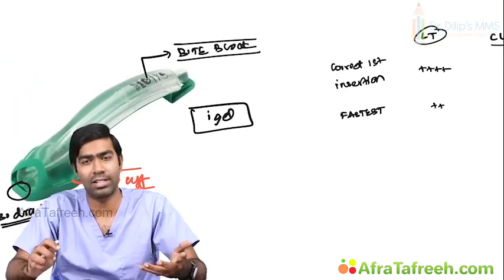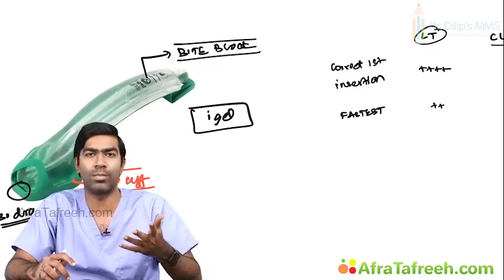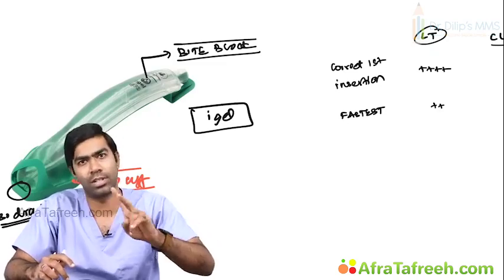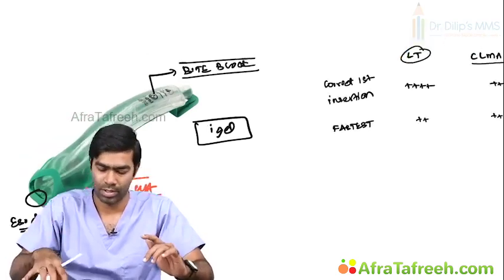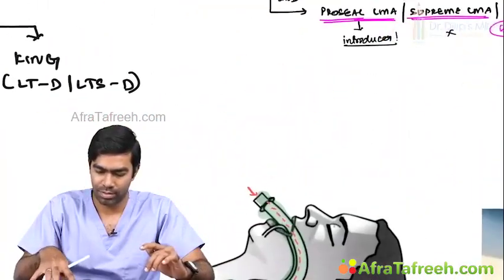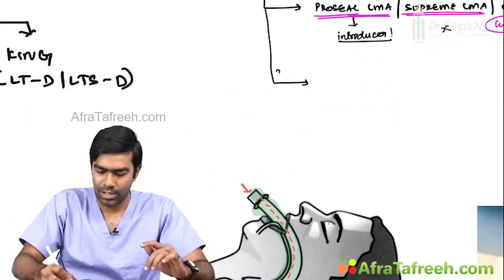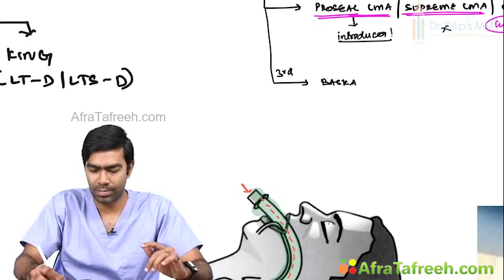And nowadays, many surgeries are done under iGel, even the difficult intubation. And when you can't intubate a patient, what I prefer is iGel only. This is a second generation LMA. So this is what we prefer in the current emergency. Okay. Then we had a third generation LMA. This third generation LMA is what we refer to as a Baska mask.